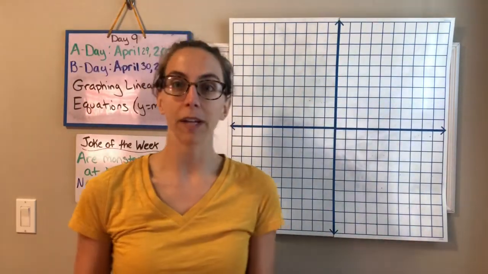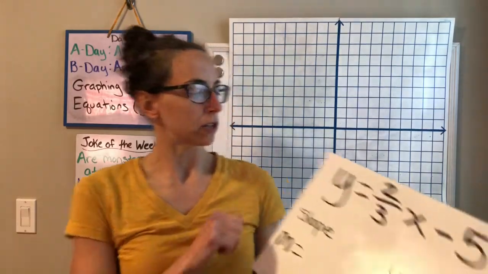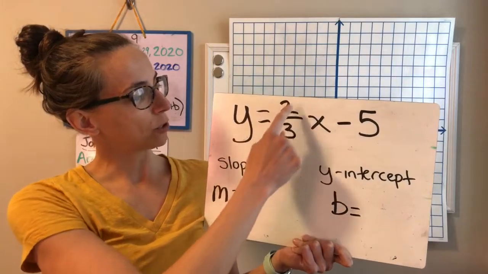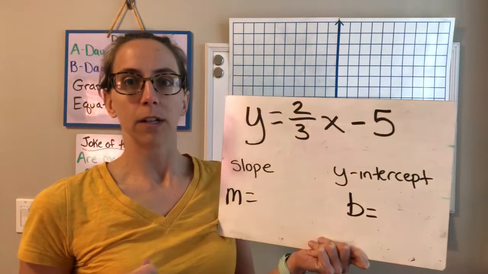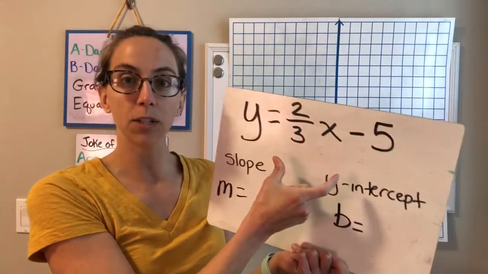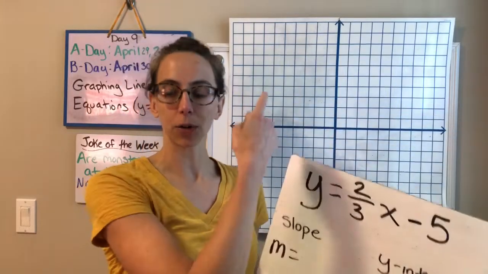Example before we fill in the note sheet, which I've attached to this Google assignment together. A very quick example: y = 2/3 x - 5. We're going to do the opposite. Last time we took the information off the graph and plugged it into our equation. This time we're going to take the information from our equation and create a graph.